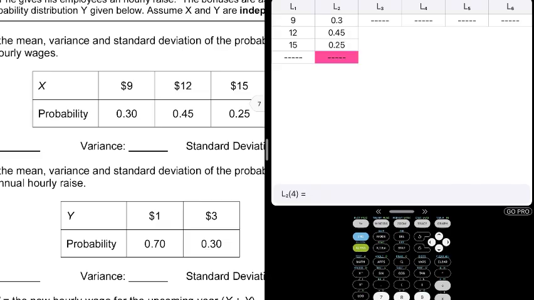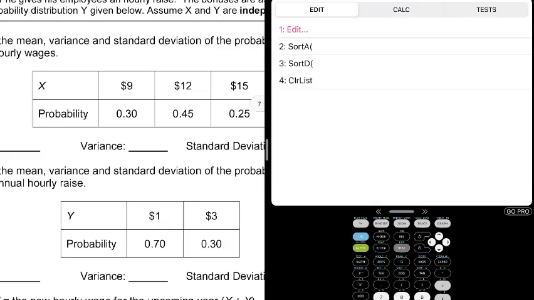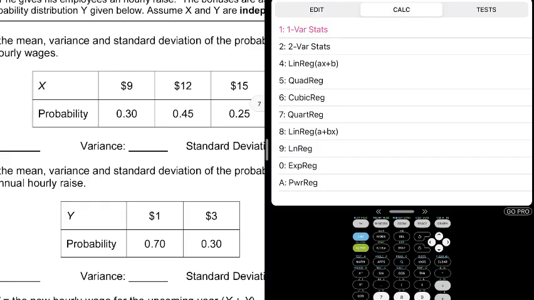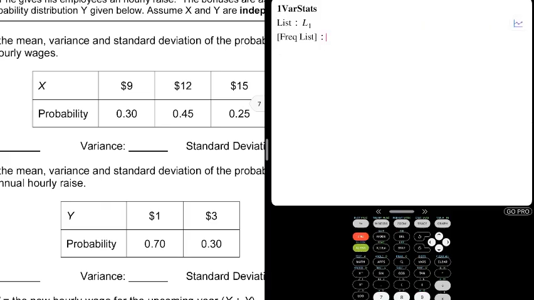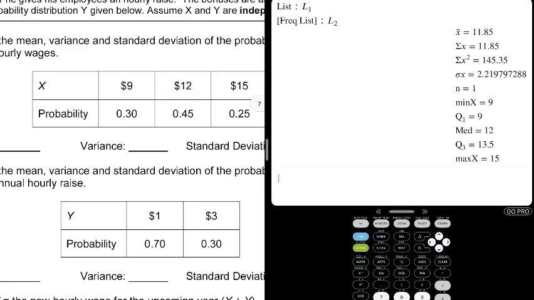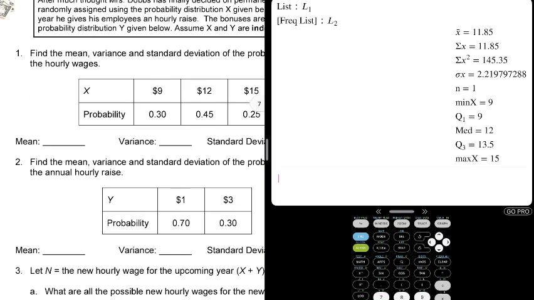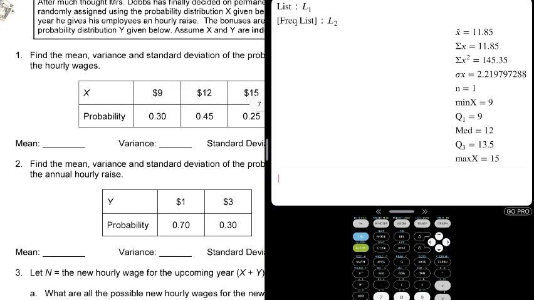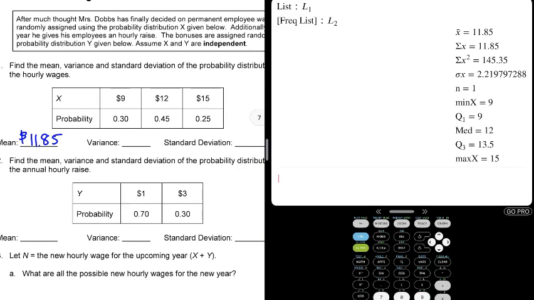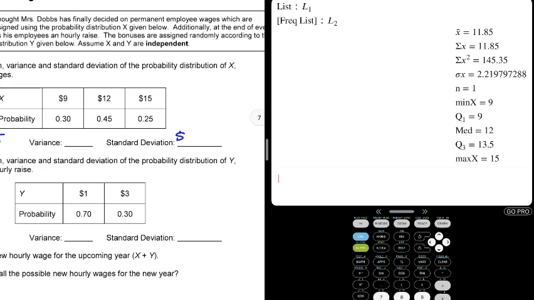There we go. And then go Stat, Calc, one variable statistics, but in frequency list, make sure to put L2 in there. Second, number 2 will get you there. All right, and so we have the mean, X bar, and this is dollars. So 11.85. They don't have variance on here, but we have standard deviation, 2.22, when we round.